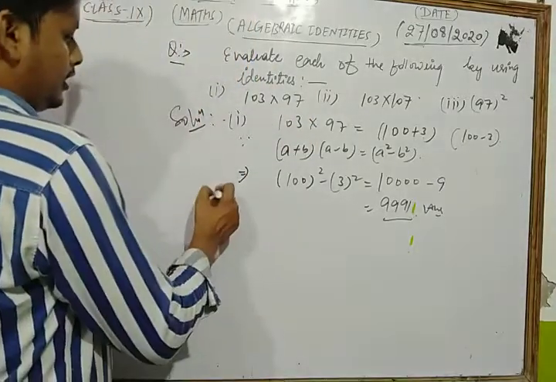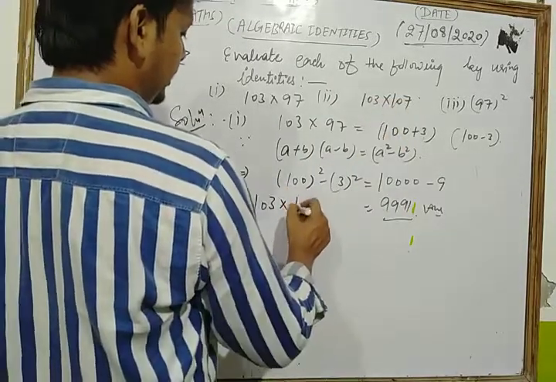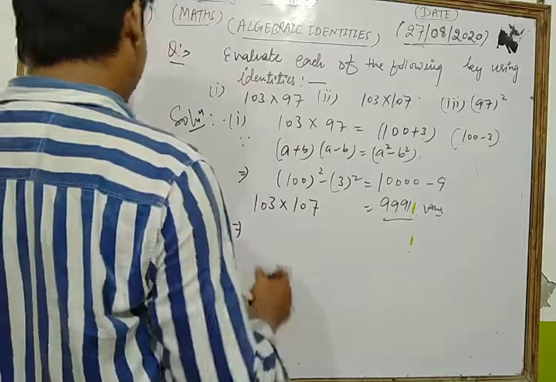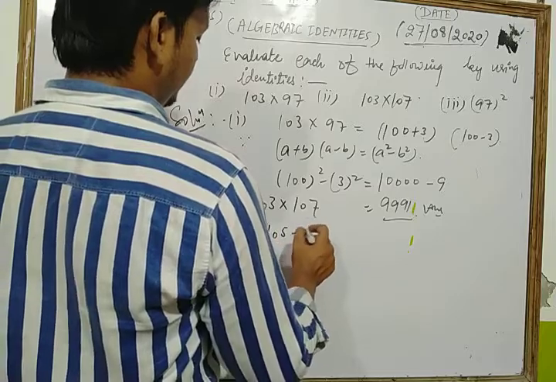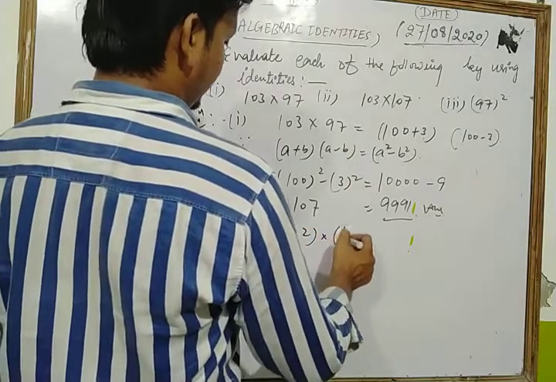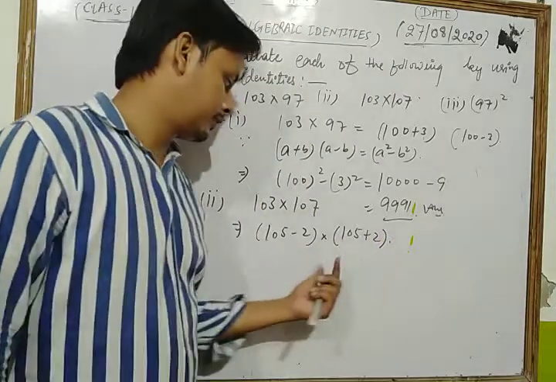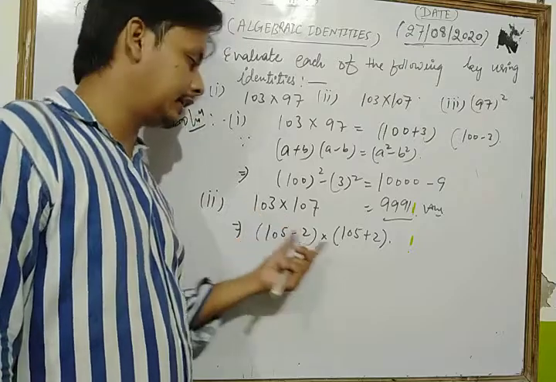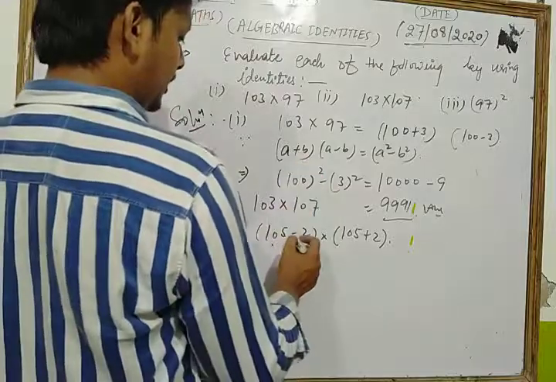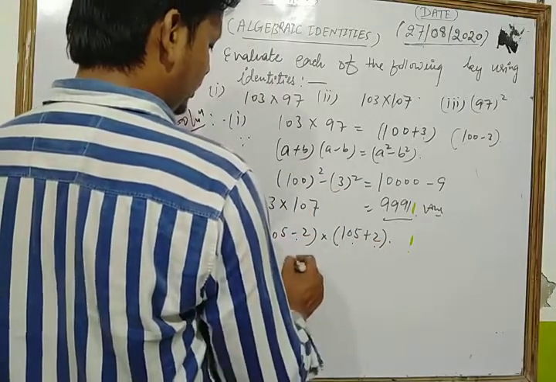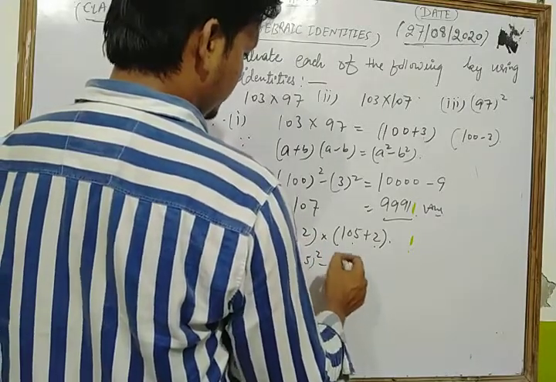Let's see here. We take the second part of this question, which is 103 multiplied by 107. Dear student, we write this question in which form? We write 105 minus 2 into 105 plus 2, because 105 minus 2 gives 103 and 105 plus 2 gives 107. So here we use the identity a minus b into a plus b, so we can write a square, that is 105 square, minus b square, as 2 square.